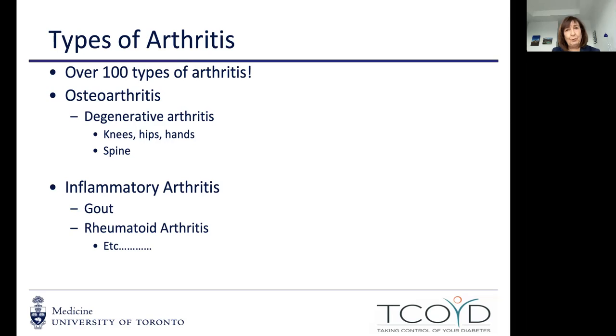And then another form of joint inflammation is rheumatoid arthritis. It's an autoimmune process where there's inflammation in the joints, and that affects about 1% of the American population. And there is some overlap with other autoimmune diseases, including type 1.